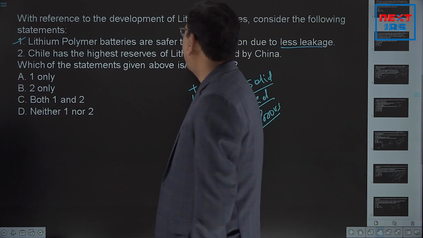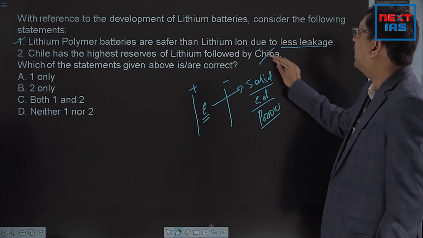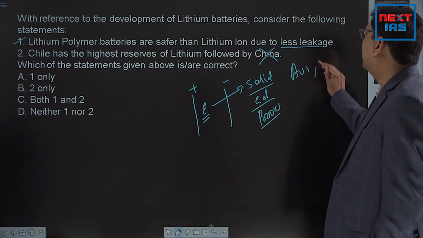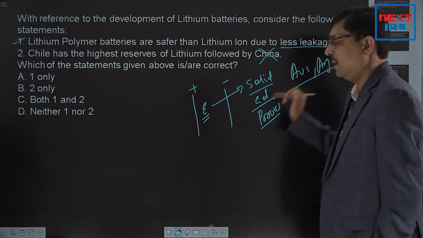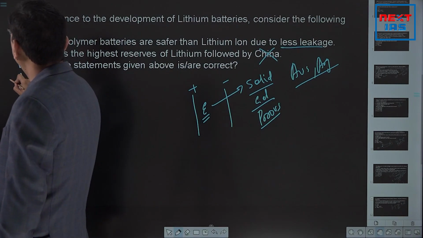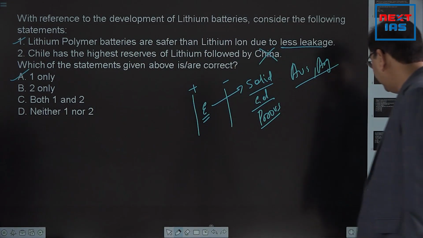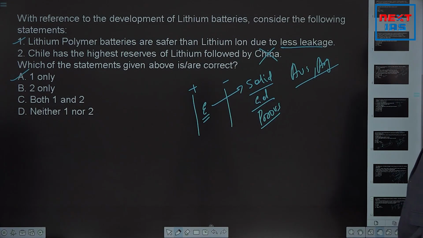Second, Chile has the highest reserves of lithium, followed by China. No, it is followed by Australia, Argentina, and then China. So second statement is incorrect. So answer is 1 only. So lithium polymer battery has less chances of the leakage compared to the others.